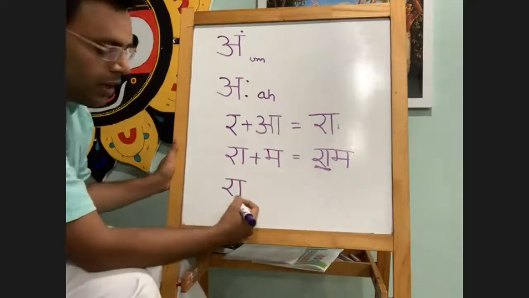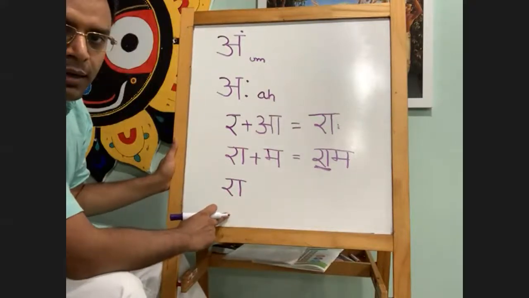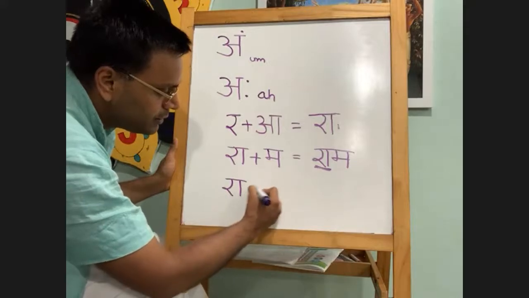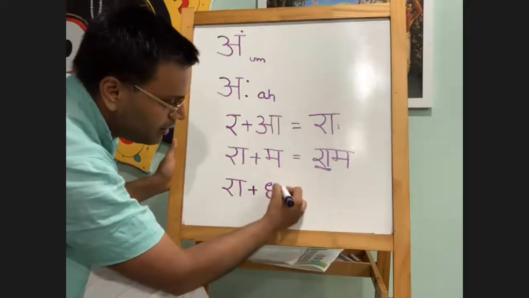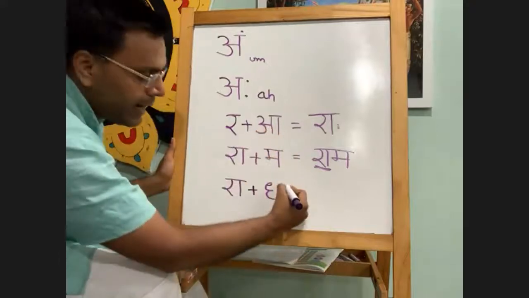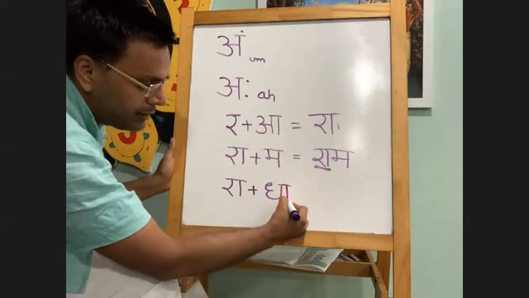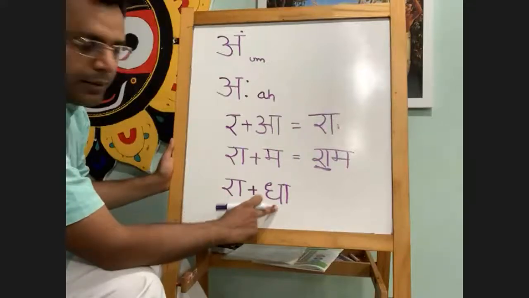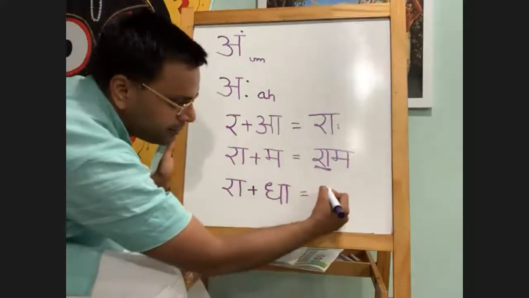So Radha. So Ra plus Dha. So Dha plus A is represented by the matra A, one straight line after that. So Ra plus Dha. Radha.